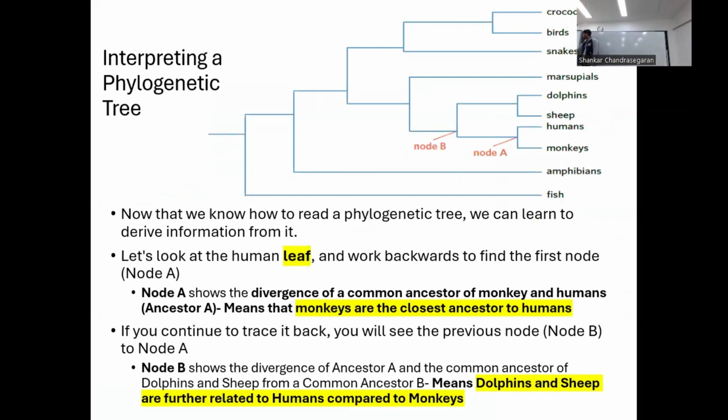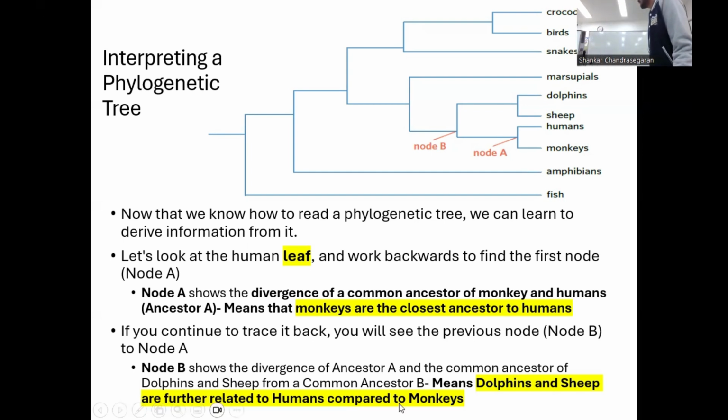Node A shows a divergence of a common ancestor of monkeys and humans, meaning that monkeys are the closest relatives to humans because they have the closest node between each other. If we then look at node B, it shows a common ancestor between humans, monkeys, sheep, and dolphins. That means they still share relatedness, but not as much as humans and monkeys. In terms of relatedness, the further you have to go back in the phylogenetic tree, the more distant the relationship.